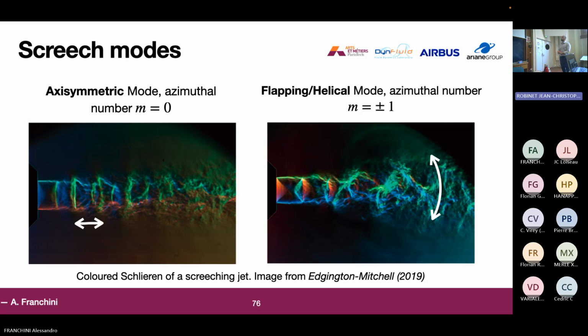First, before going into that, we want to introduce a behavior that appears in screech, in which two different kinds of modes are capable of generating this acoustic instability. One is an axisymmetric mode that has azimuthal number m equals 0. You can see here it's a toroidal motion that moves the shocks. And then there is another one that can appear at different underexpansion levels, a flapping helical mode, which has azimuthal number m equals plus or minus 1. And here we can see that the pattern of movement now comes in this direction.